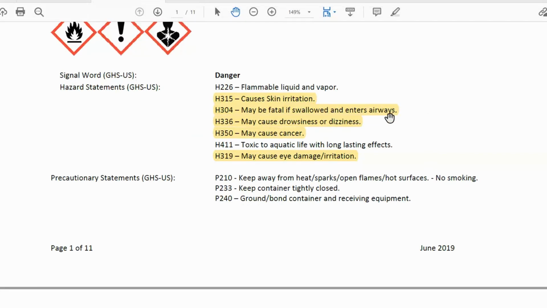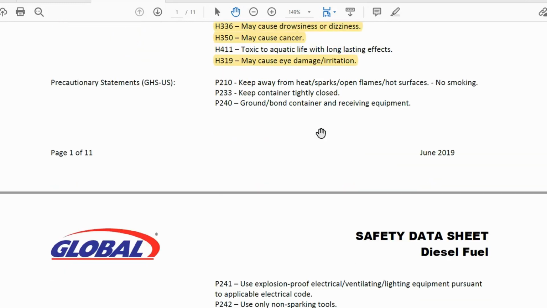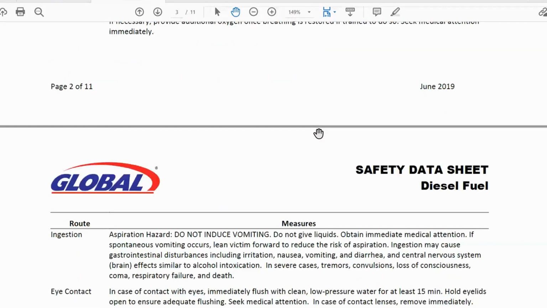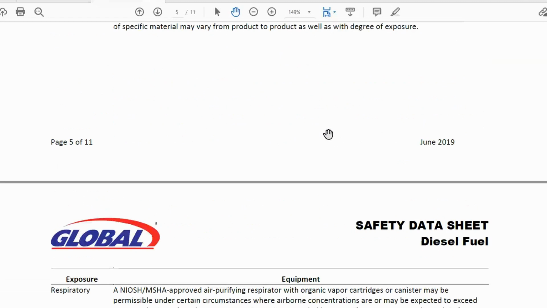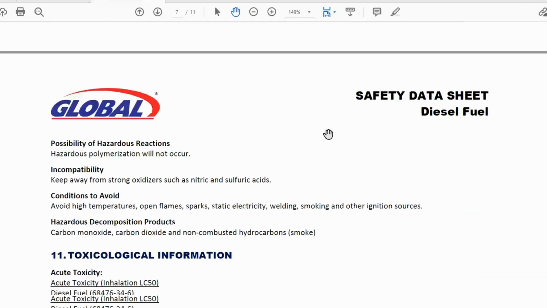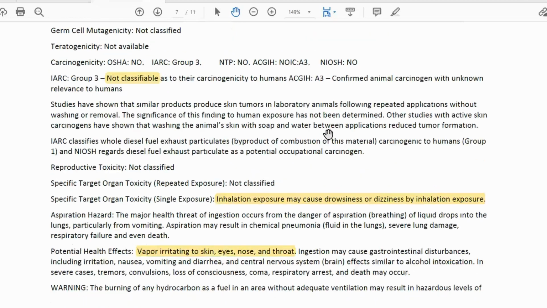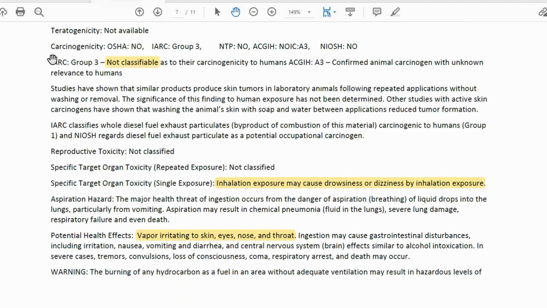But it still causes irritation. Of course, if you eat it, you die. It causes drowsiness. It damages the eye and causes irritation. That means if you expose it to the eye, it causes damage. It may cause cancer, they say, but the information actually does not support it. They say may cause cancer in the H classification. But if you look at number 11, where it's more detailed, it doesn't say that it causes cancer. It's IARC 3, correct? So it's not considered cancer. ACGIH A3 is also a confirmed animal carcinogen with unknown relevance to humans. So the idea is that it does not cause cancer in humans.